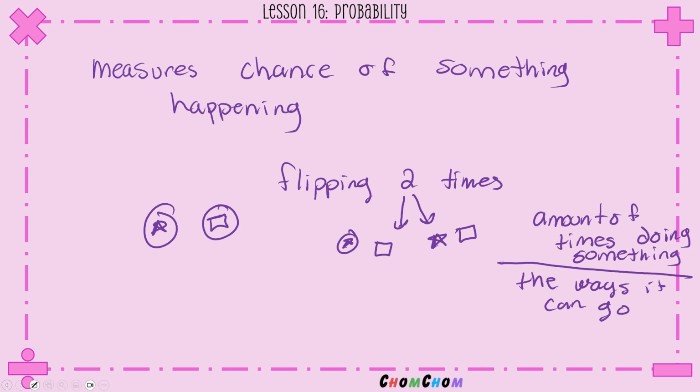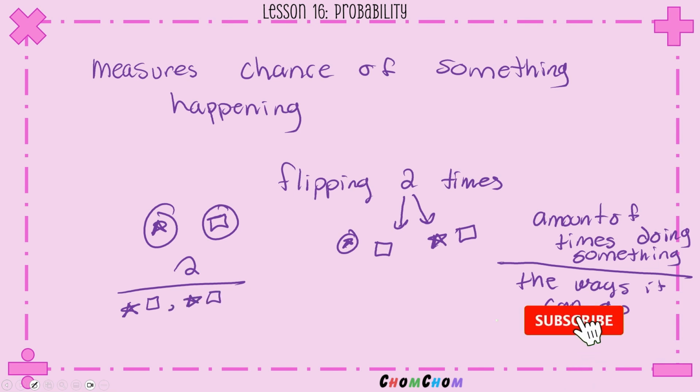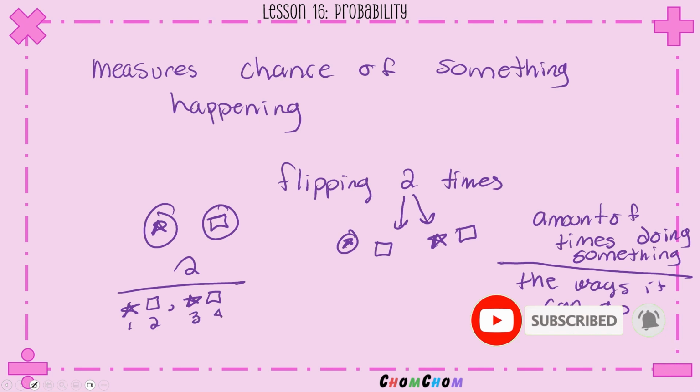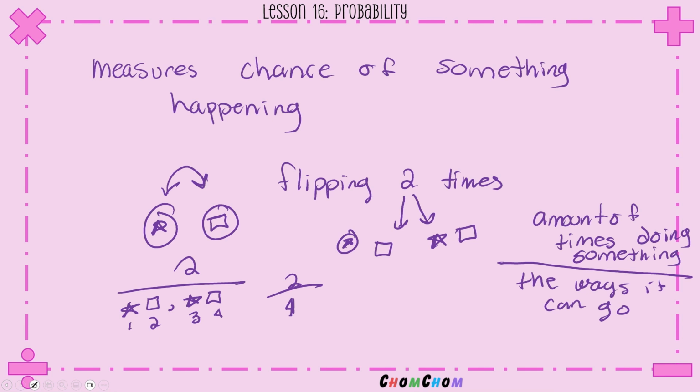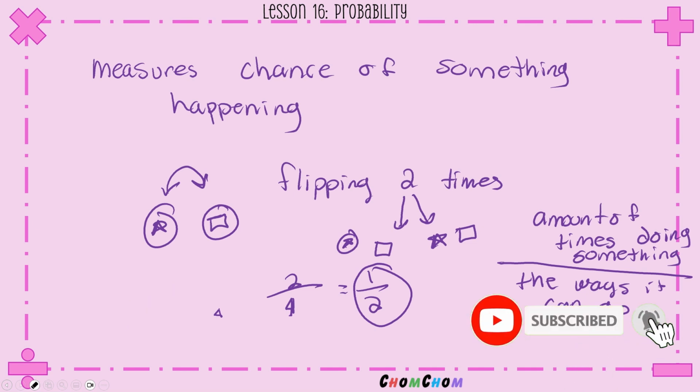Basically, we're flipping the coin 2 times, so we have 2 over all the possible outcomes. In one outcome we can get star or square, and in another outcome we can get star or square. Now let's count all these up. So 2 out of 4 is the probability of getting either heads or tails, which equals 1/2. Whenever you're flipping a coin, there's always 1 out of 2 possibilities, unless you have a 3-sided coin, which I don't think exists. But let's try something else.